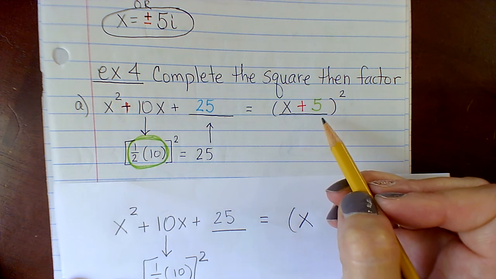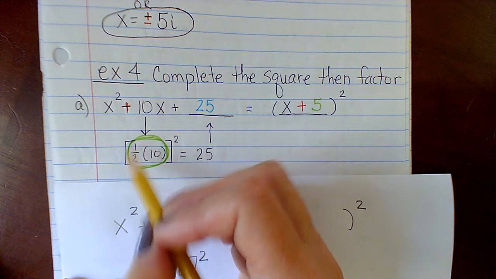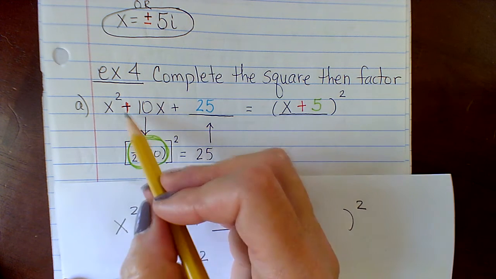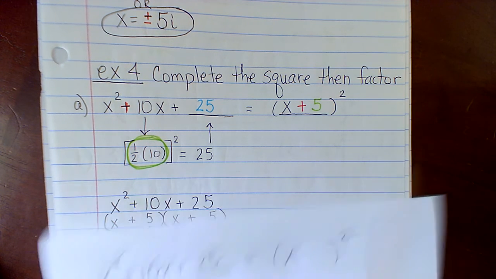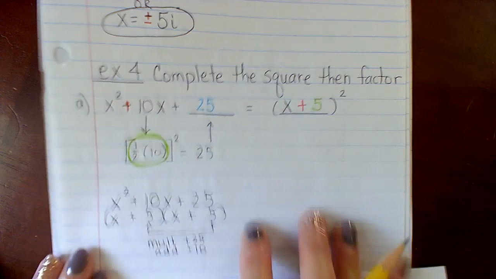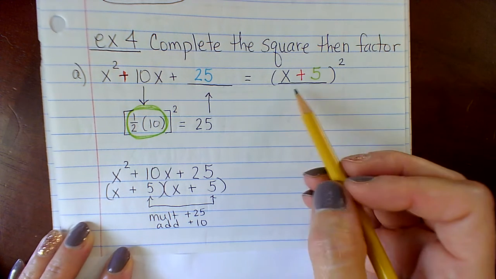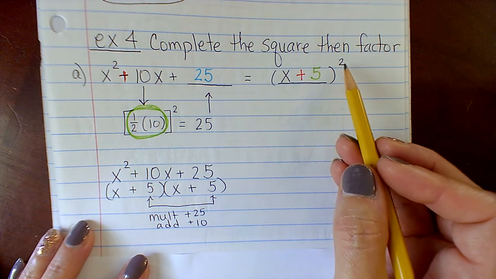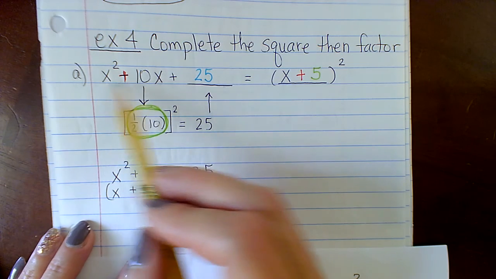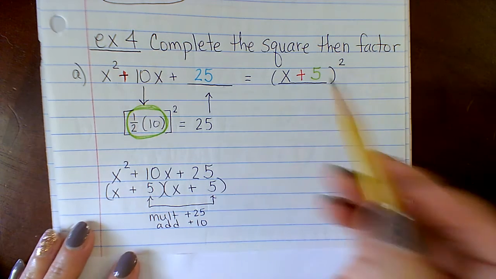It is very, very intentional. Okay, see how that's in green and that's in green? Red, red, that's very, very intentional. Now, if you wanted to check it, if you multiplied out this, x plus 5 quantity squared, it should simplify to be x squared plus 10x plus 25.